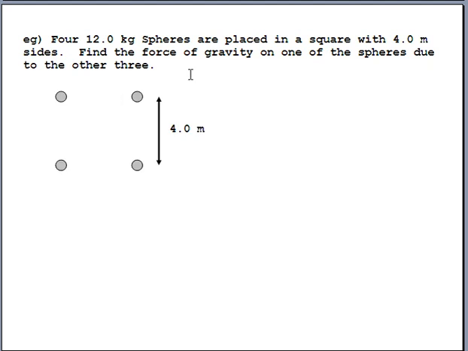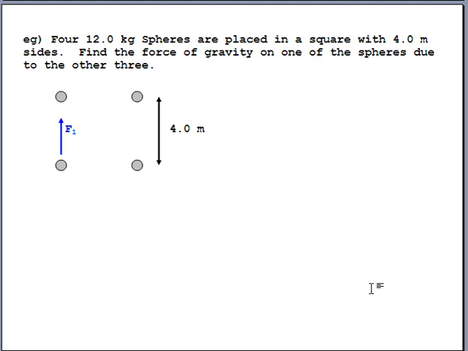Imagine it looks like this. Got these 4 bowling balls in space. And they're 4 meters apart when they're in that square shape. And they've asked, can you just maybe focus on one of them and look at its life and say, all right, what's happening? What's its life like? So I'm gonna look at this one right here and say, okay, what's happening to it? And it's got a few forces acting on it.